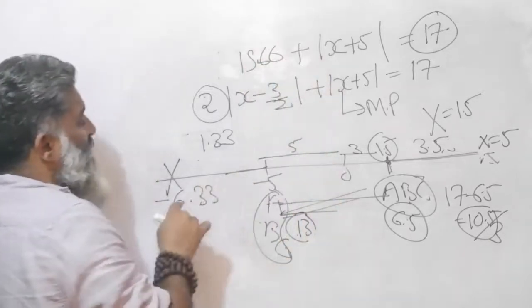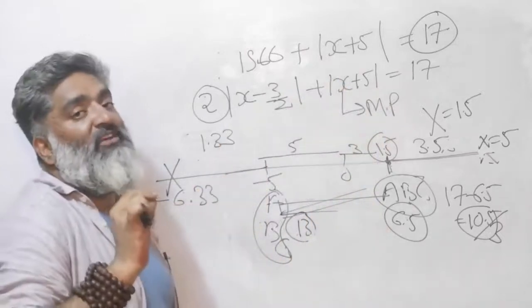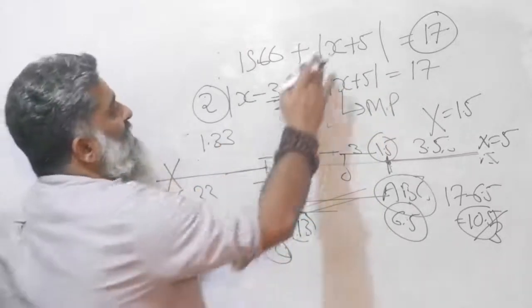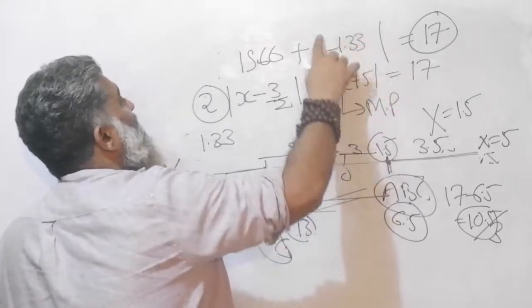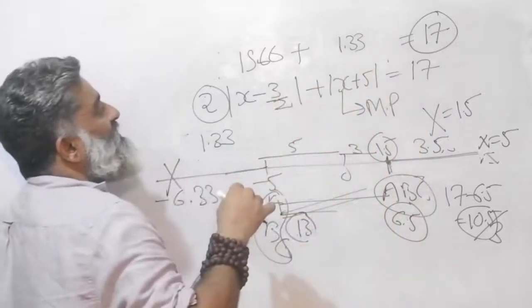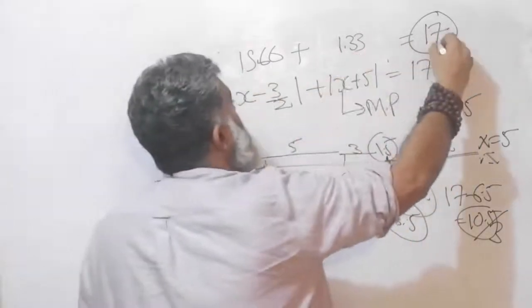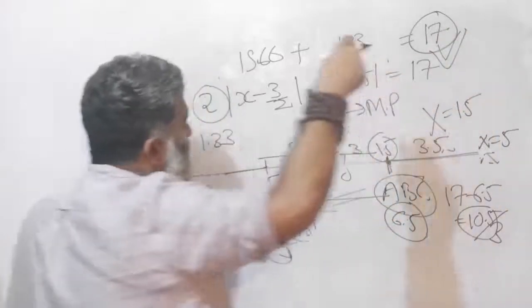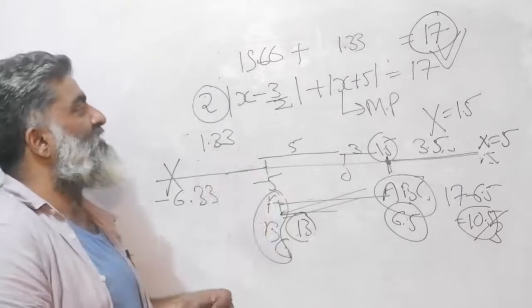Plus, you have a minus 6.33 and you have a plus 5. You will be left with a minus 1.33. So inside the mod, you will have a minus 1.33. Take a mod of that. That means you will be left with a plus 1.33. 15.66 plus 1.33, 17. Boom. All the gods are showering flowers on you because you got the answer right.